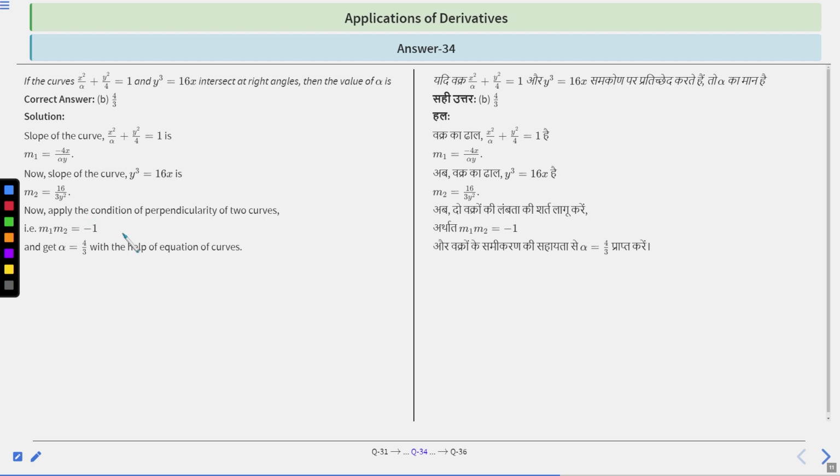Now apply the condition of perpendicularity of the two curves, that is m1 m2 equal to minus 1. Clear? So after applying m1 m2 is equal to minus 1, you will get alpha is equal to 4 by 3 with the help of the equation of the curve. Clear? Right?